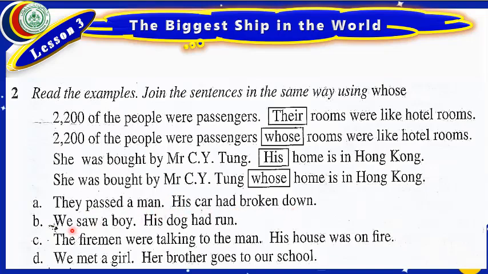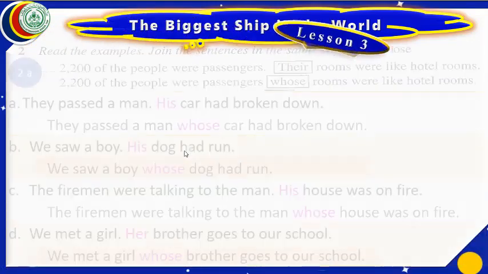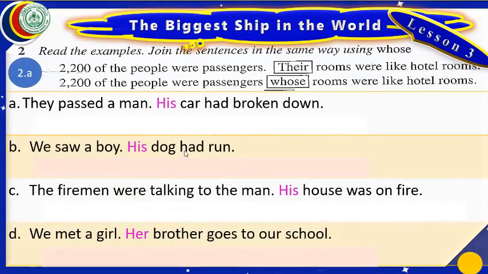Second part will become, we saw a boy whose dog had run. I think you have got some idea. Let us move forward. I have arranged this exercise like this. I think you will understand it very well. The example is given here at the top.